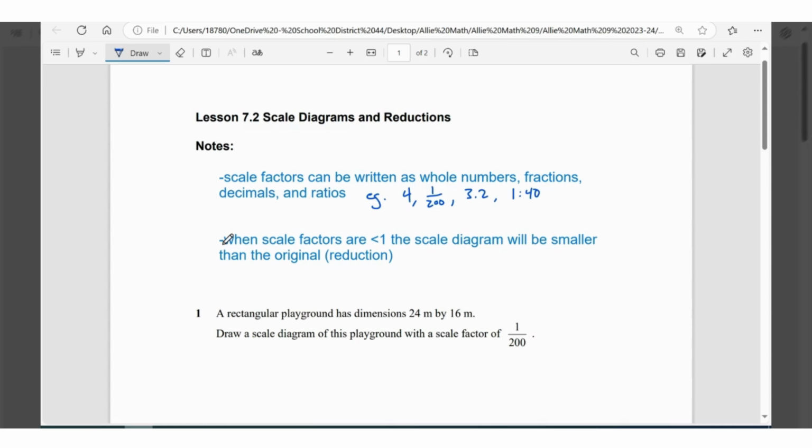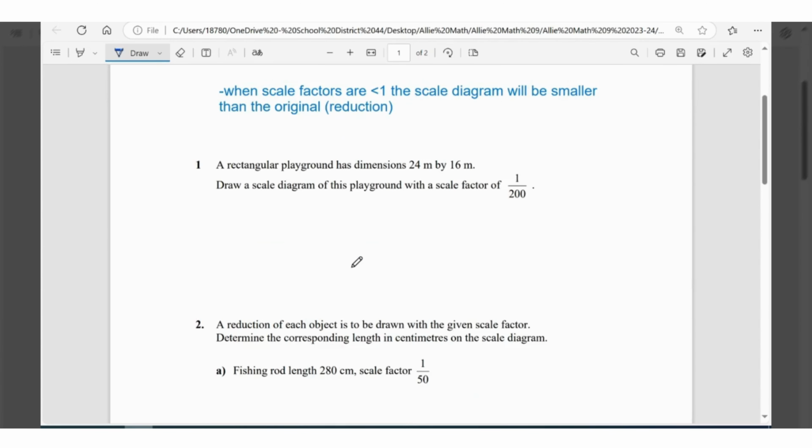And our second note, when a scale factor is less than 1, the scale diagram will be smaller than the original, so it will be a reduction. Previously, in all of our examples in 7.1, the scale factor was greater than 1, and so the scale diagram was bigger. But now, less than 1, the scale diagram will be smaller. So I'll give you a second to write that down. Press pause now. And then let's move on.